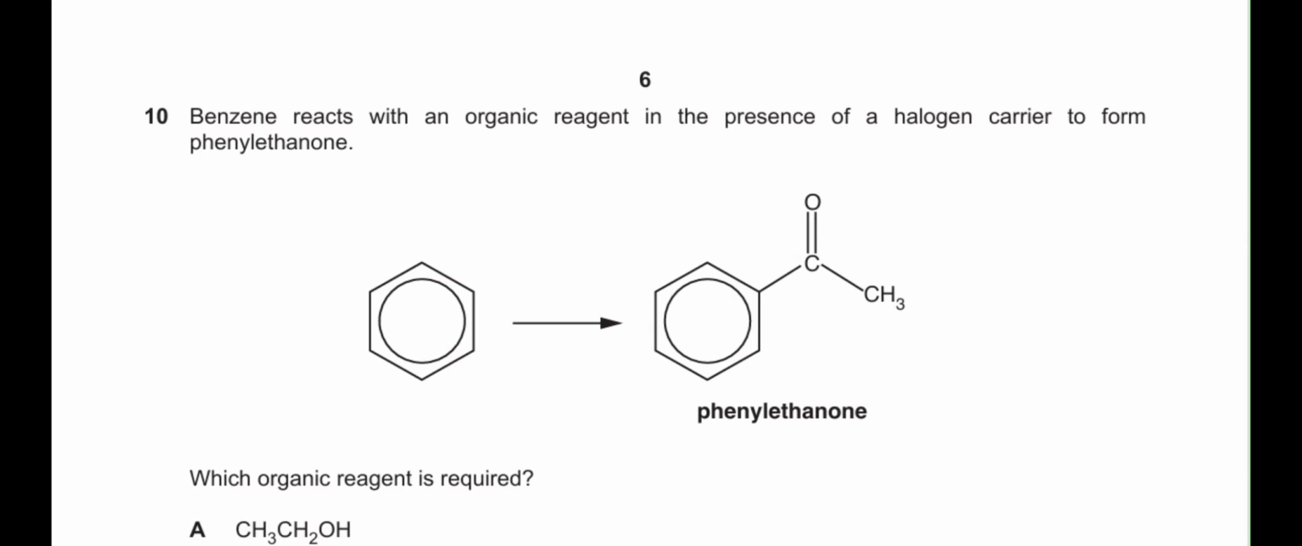Question 10. Benzene reacts with an organic reagent in the presence of a halogen carrier to form phenylethanone. Which organic reagent is required? You can see that this is an electrophilic substitution reaction where the hydrogen atom from the benzene ring is replaced by the ketone group. Benzene has a very stable structure, and it can only react with a species that has a strong carbocation, that is with a strong positive charge.